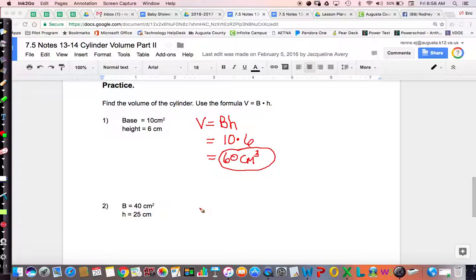Okay, so number 2, write the formula V equals base times height. And once again, they told us what the area of the circle is, and that number is 40, which is the base. So do 40 times 25. And 40 times 25 is 1,000. And then our label is centimeters cubed.